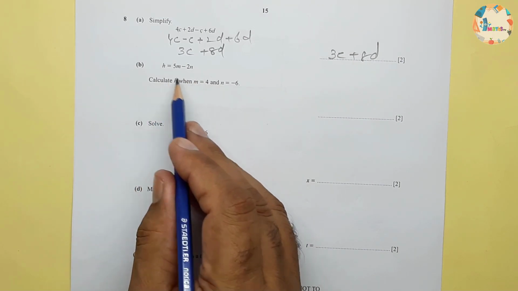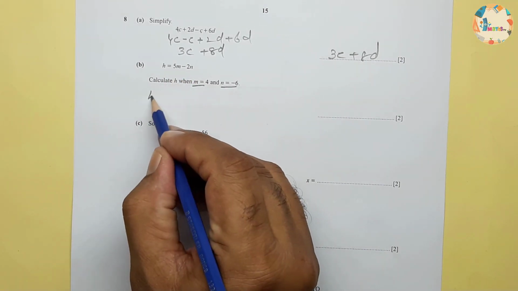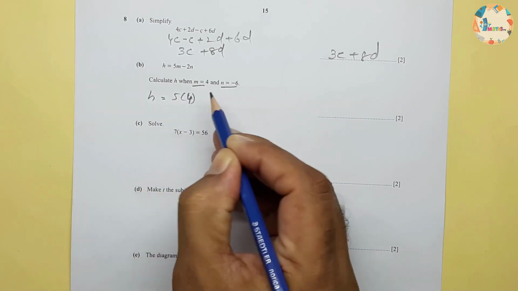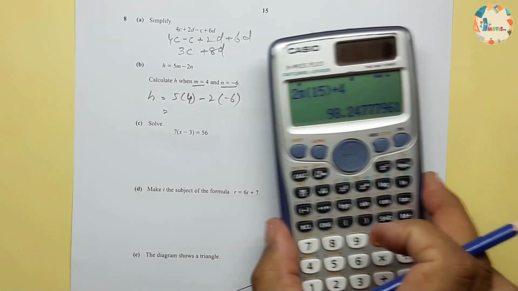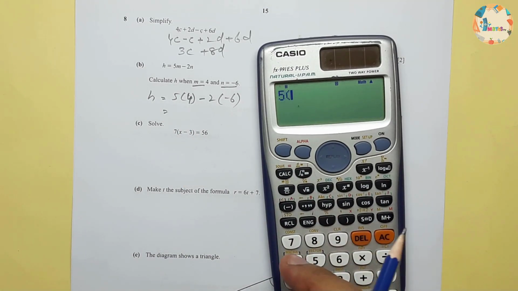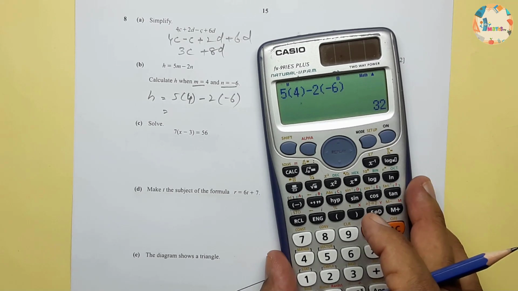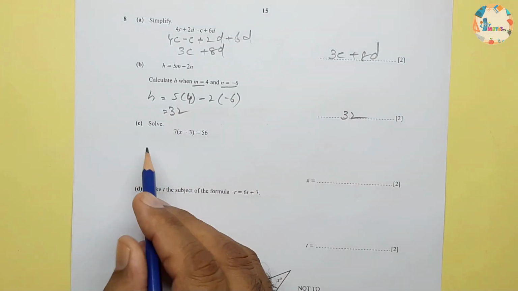Then h is given, the equation is given, the m value and n value are given. We have to replace the values. H is equal to 5 into m value 4 and minus 2 into minus 6, and we can use a calculator for that. So 5 in brackets will be 4, minus 2 in brackets will be minus 6. So this will be equal to 32. Our answer will be 32 over here.